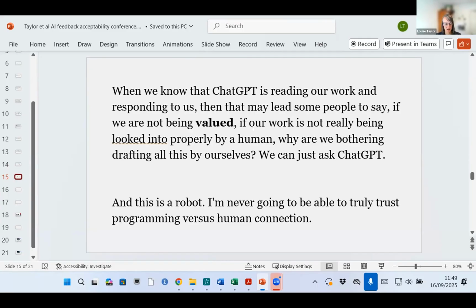So effectively, they're saying, if it's going to be marked by ChatGPT, get ChatGPT to write it. What's the point in putting in the effort and the value if that's not going to be recognised by having a human giving that time and blood, sweat and tears in our marking marathons to look at it properly? And then the bottom line really is that I think these two sentences sum it up really nicely. The student saying, this is a robot. I'm never going to be able to truly trust programming versus human connection.